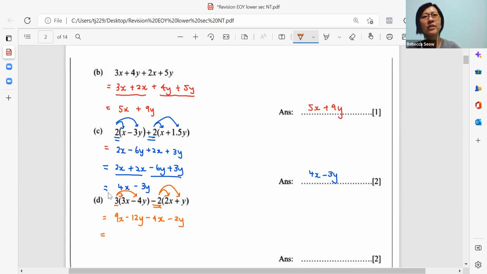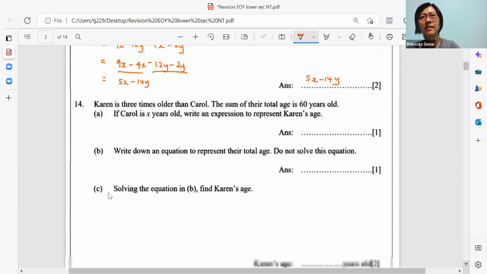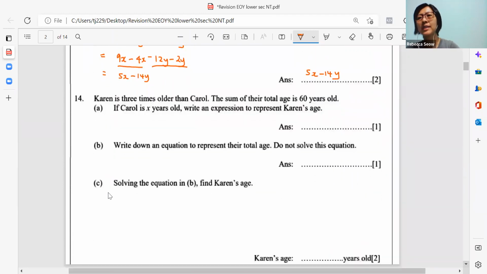Moving on, we arrange the like terms and put them together. So 9x minus 4x minus 12y minus 2y. And combine this into one answer: 5x, and minus 12y minus 2y combines into minus 14y. So this is our answer. Okay, let's move on to the next question.